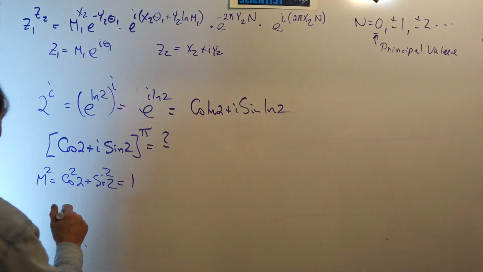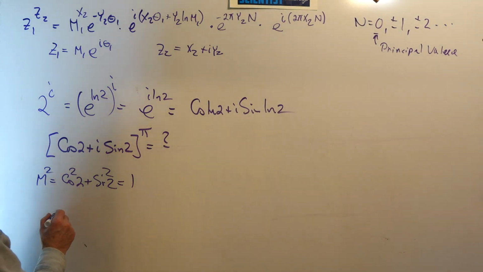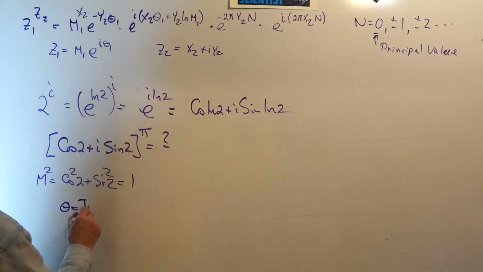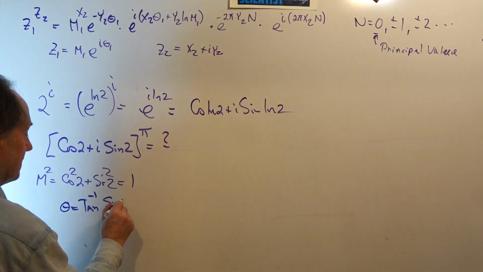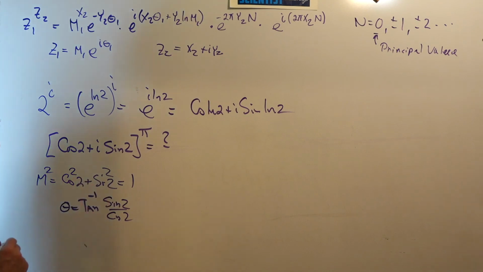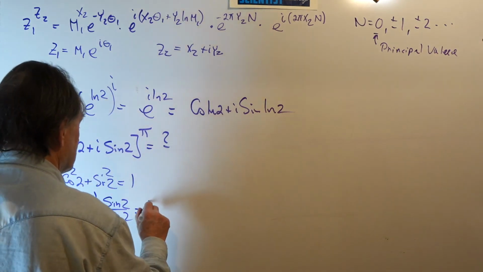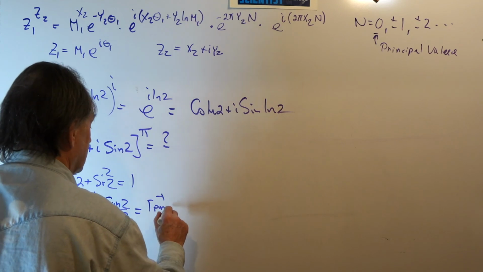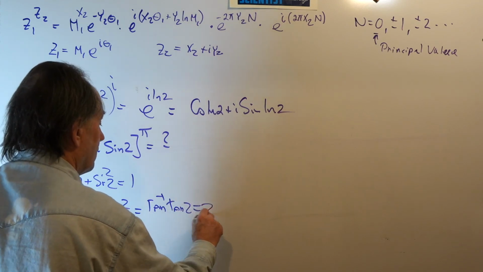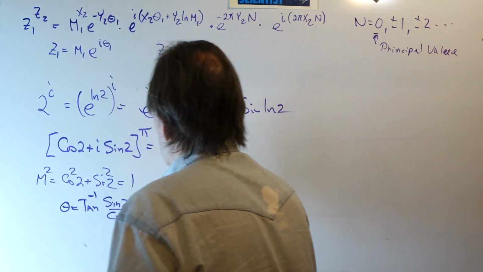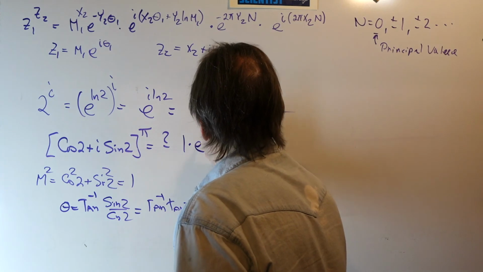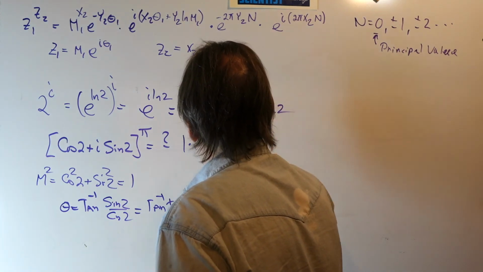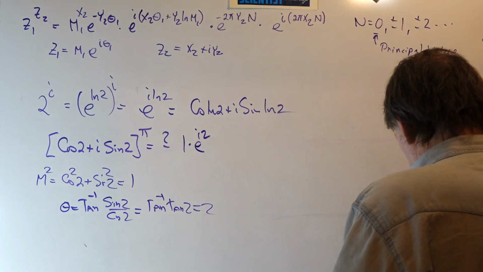And then what is the angle? Well, the angle is theta, which is the angle whose tangent is the imaginary part, which is sine of 2, over the real part, the cosine of 2. Well, what's sine over cosine? That's tangent. So what we have here is the arctangent of the tangent of 2, which is 2. So writing this, we have magnitude, which is 1, times e to the i 2. The angle is 2.